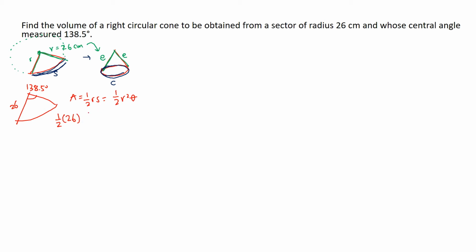Do we have S? I don't think so, so wala, S lang ta. Equal to 1 half. Do we have the radius? Again, yes, we have radius, that is 26 squared. Do you have theta, class? Yes, that is 138.5 degrees. Pero again, be mindful lang na if you are to use this formula, the theta there should be in radians. Okay? So, you have to convert this 138.5 degrees to radians.